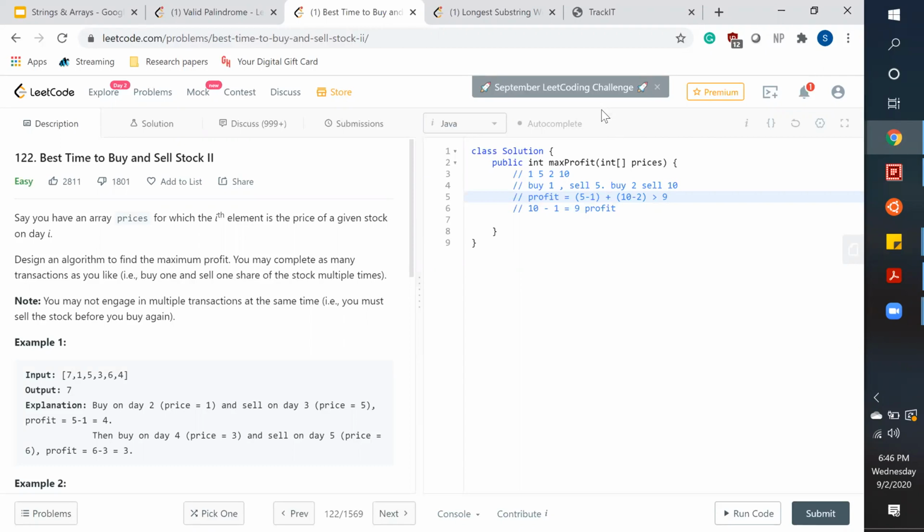Okay, I like that. Can you help define what a dip and a peak is?